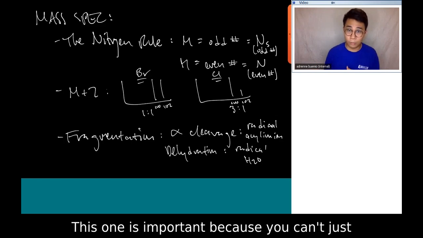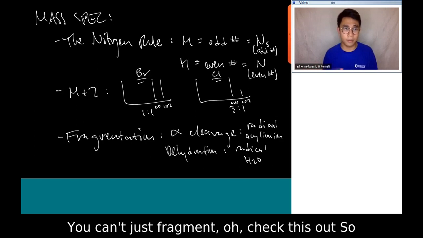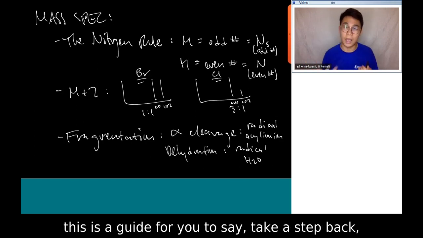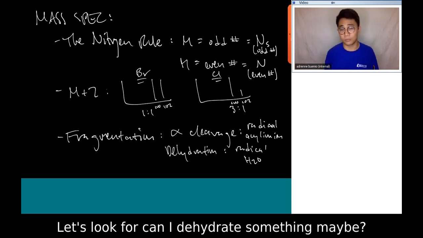This one is important because you can't just fragment at any place you want, right? You can't just fragment. Oh, check this out. So this is kind of a guide for you to take a step back. You can't fragment everywhere, so let's look for an alpha cleavage. Let's look for, can I dehydrate something maybe, things like that.